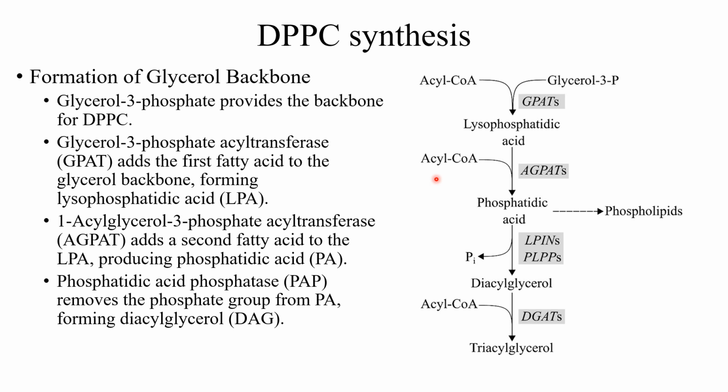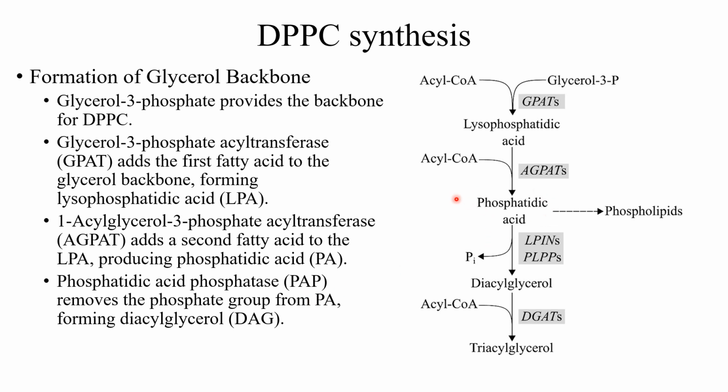And now the third carbon, remember, is attached to phosphate. That's why it's called glycerol 3-phosphate. So this enzyme, AGPAT, adds the second fatty acid, usually again palmitoyl-CoA, to form what we refer to as phosphatidic acid. And the phosphatidic acid is the parental backbone for many phospholipids.